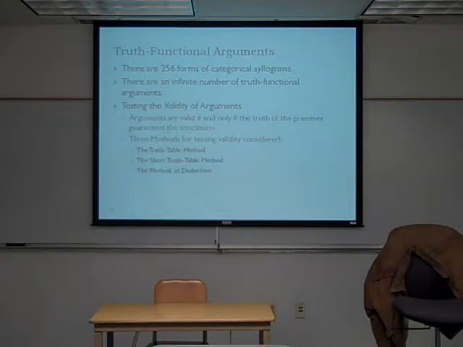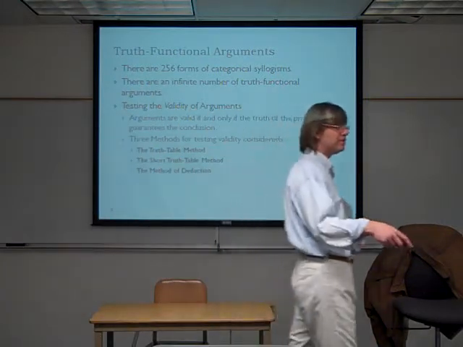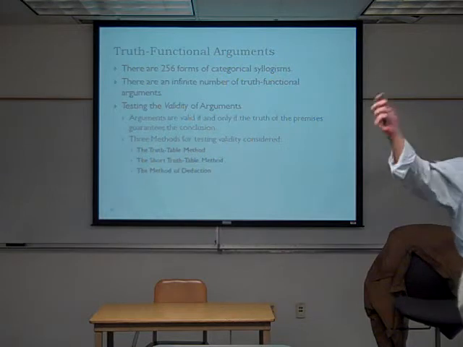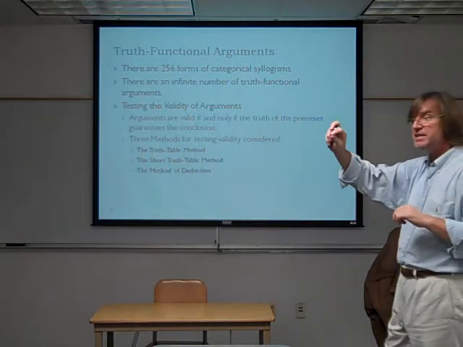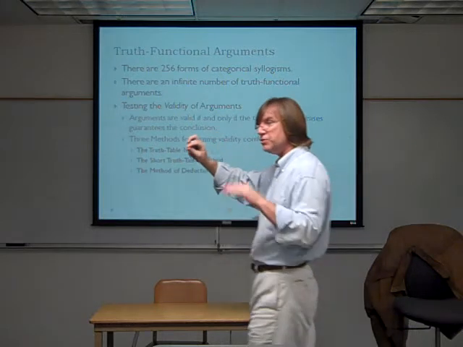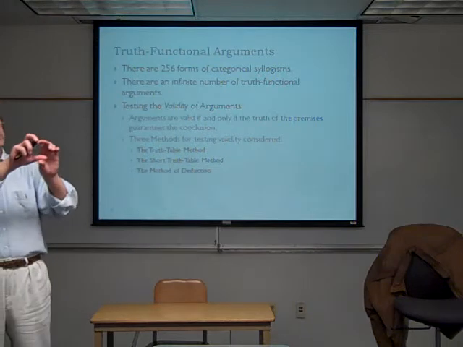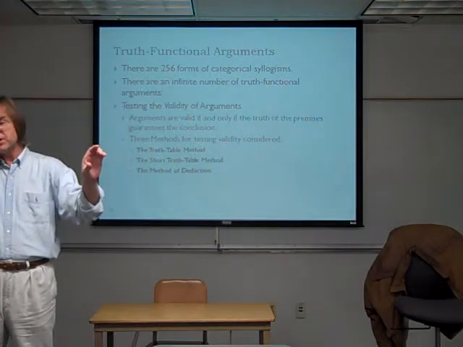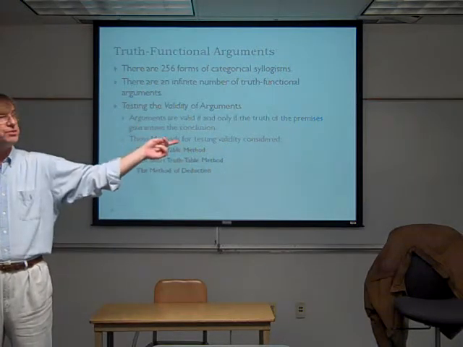Second method for testing the validity of arguments in propositional logic is the short truth table method. Now, what you do in this approach is you don't construct a complete truth table. What you try to do is just construct that part of the truth table that will tell you that the argument is invalid. So you try to prove the argument false. And if you're able to construct one line of the truth table that shows that the argument is false, then you've succeeded and you're done. And you don't have to construct the rest of the truth table.